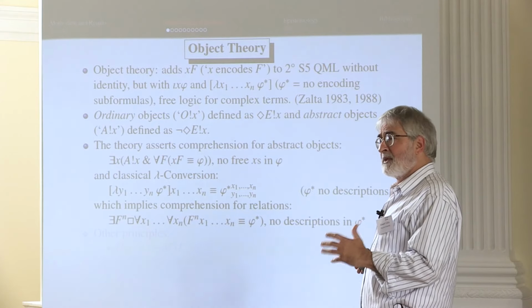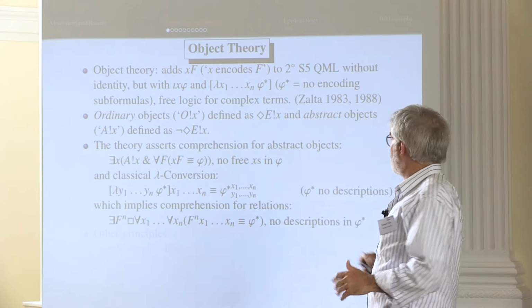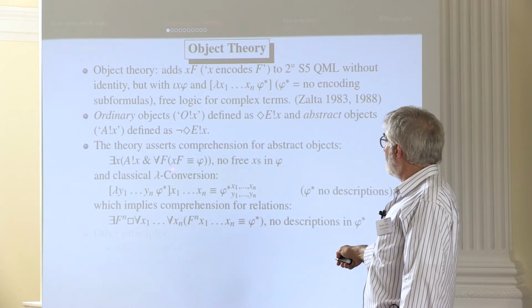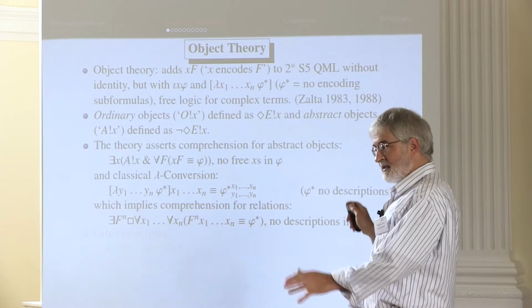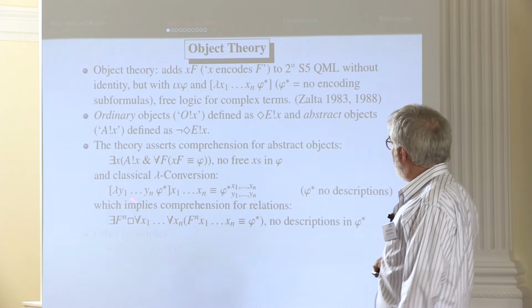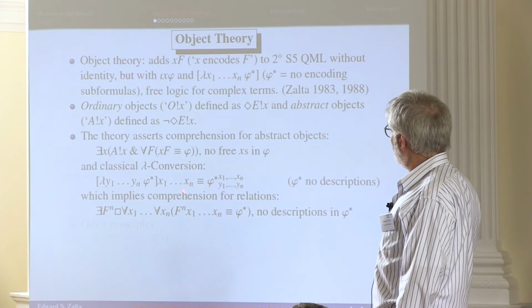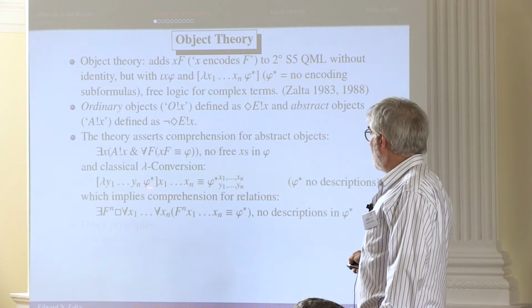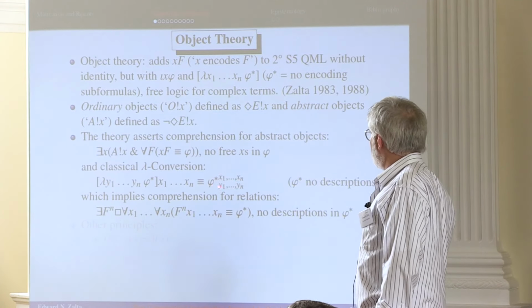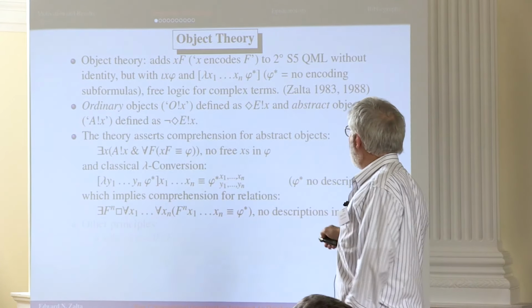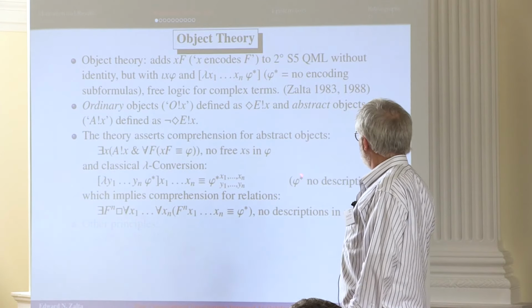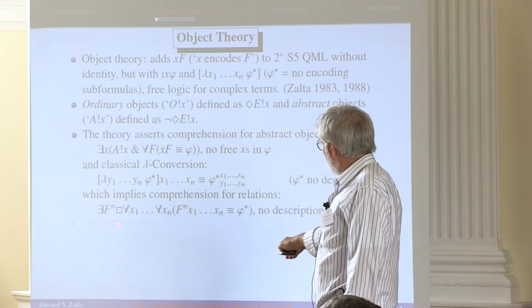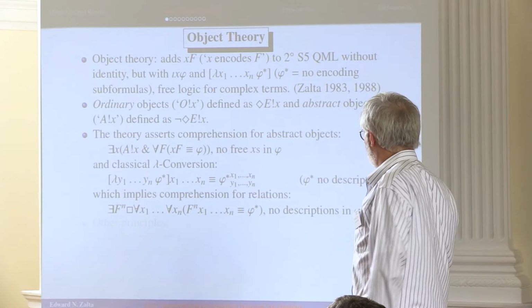And then the fundamental comprehension principle underlying the theory of abstract objects is an unrestricted comprehension principle that says, give me any description phi that picks out a bunch of properties. There's an abstract object that encodes all and only those F's that satisfy phi. And we'll see some examples in just a minute. But given that, I also take classical lambda conversion, where this is interpreted relationally to mean x1 through xn exemplify, this is an exemplification formula, this relation being a y1 through yn such that phi star, if and only if x1 through xn satisfy phi, where phi star has no descriptions and has no free encoding formulas. That's what the star means. No encoding subformulas. And from that you can derive comprehension for relations, and these two principles are going to figure prominently a little bit later.